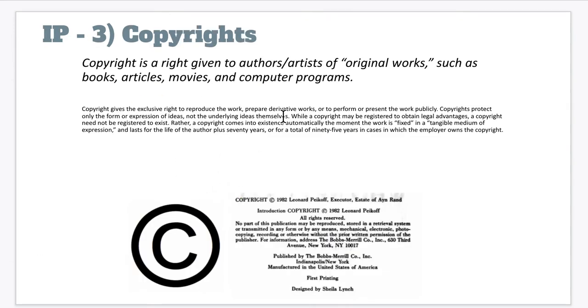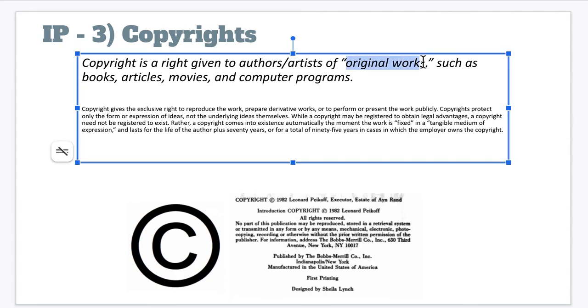Okay, and then the last one is copyrights. Copyright is specific to some type of original artwork or authors, such as books, movies, articles, computer programs, etc. So you can see, if you open up a book, this is an Ayn Rand book, you would see there's a registered copyright. Okay, so that's a little bit different than the trademarks. Again, it's specifically for original works of art of some kind.